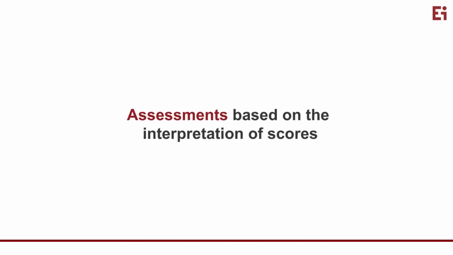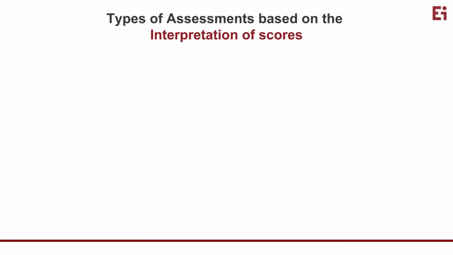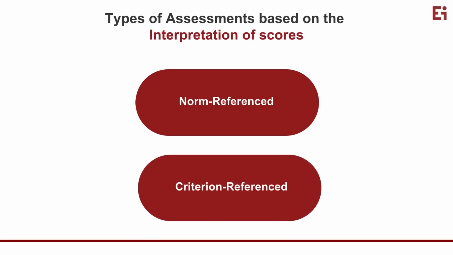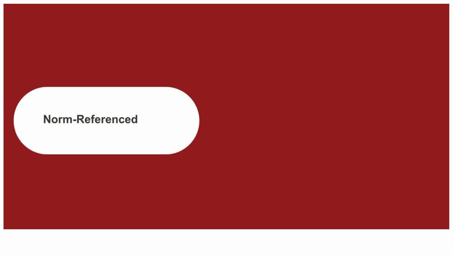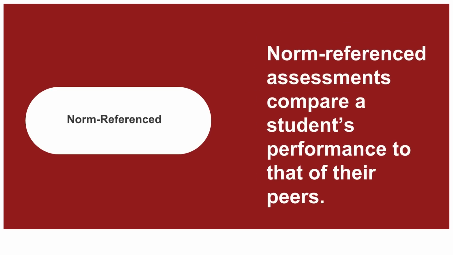Now, let's discuss assessments based on score interpretation. These are evaluations where the results are understood in terms of what the scores represent. There are two main types: norm-referenced and criterion-referenced. Norm-referenced assessments compare a student's performance to that of their classmates.